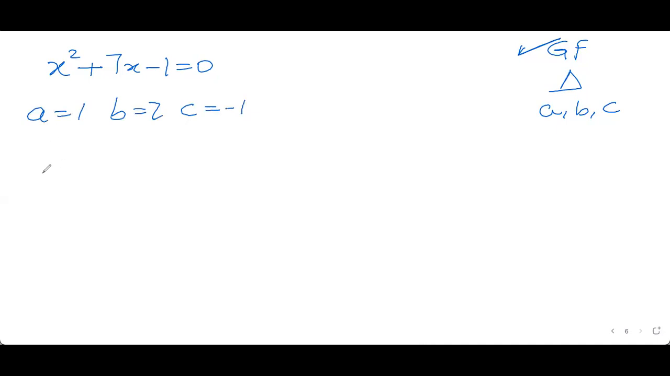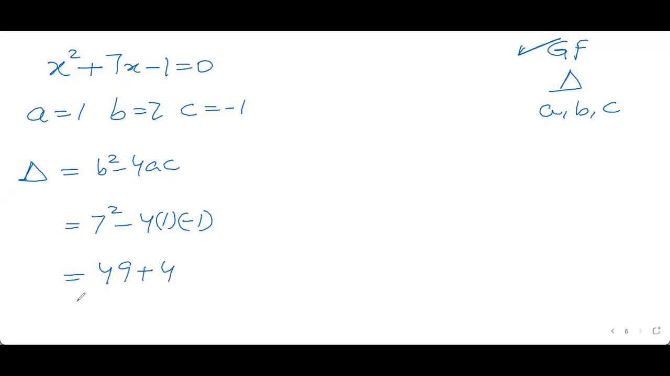Now, once we know this, we can find out discriminant by the formula b square minus 4ac. So b square will be 7 square minus 4, a is 1, and c is minus 1. 7 square is 49. Minus 4 multiplied by 1 multiplied by minus 1 is plus 4, which is 53. This is what Chand, Prachi, Khadija, Karthik said.